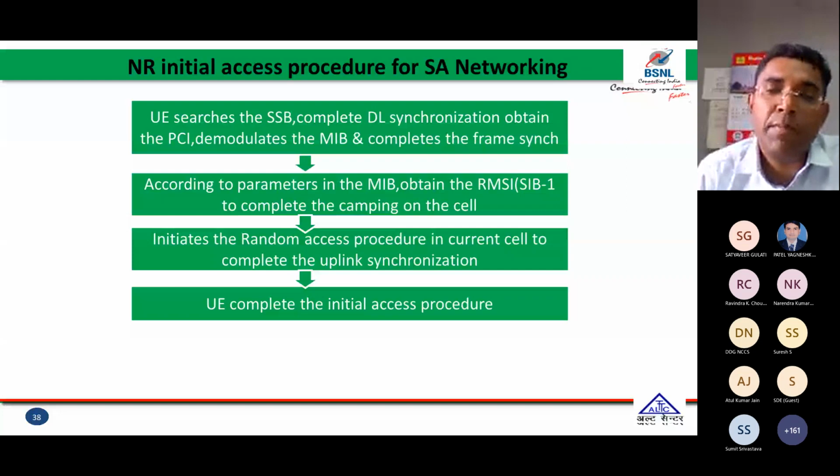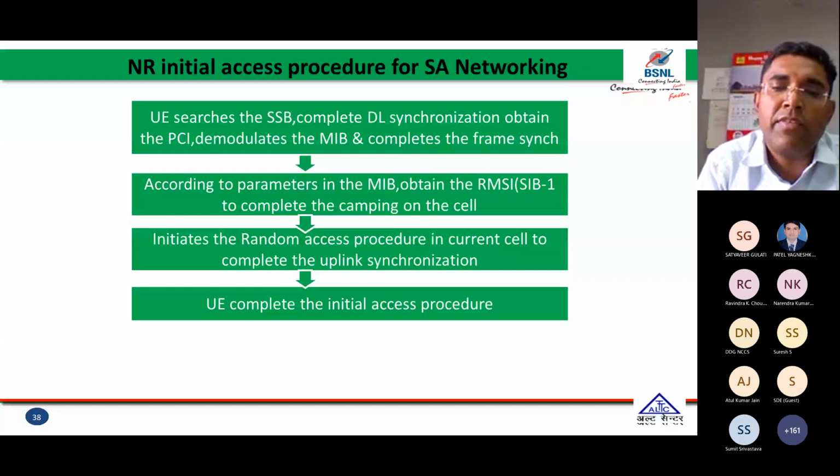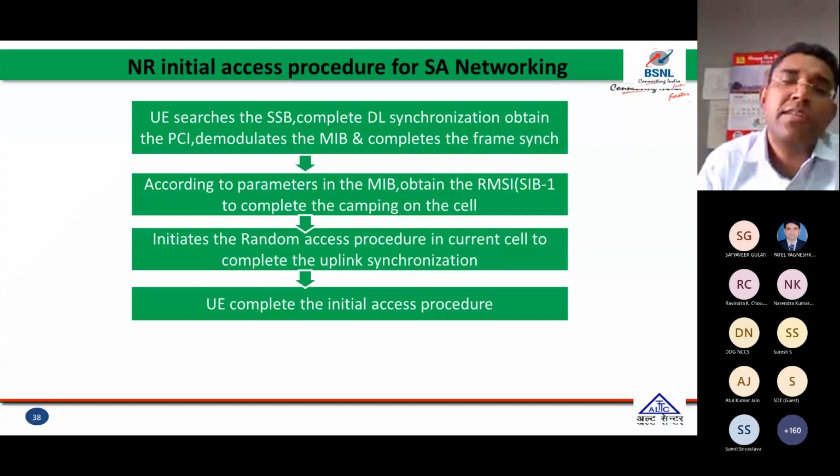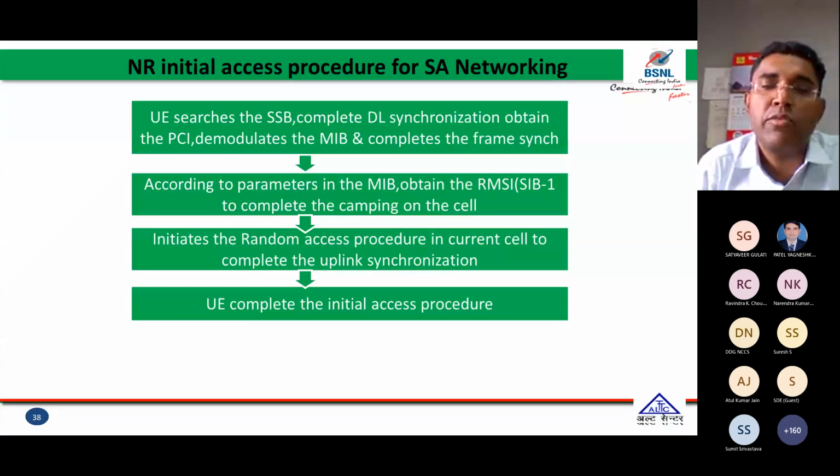The first block is showing the downlink synchronization. Then the second block shows they read the SIB1 message and camp on the cell. And the third one is the RACH procedure. After completing the RACH procedure, they synchronize. They complete the RRC connection and complete the initial access procedure. This one is the NR initial procedure, how their signaling connects the UE with the core network.